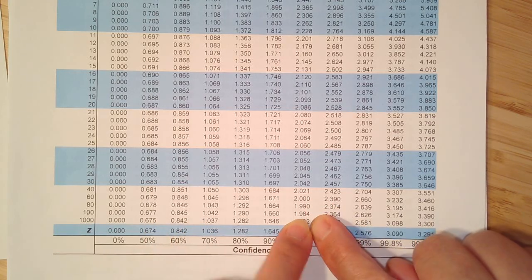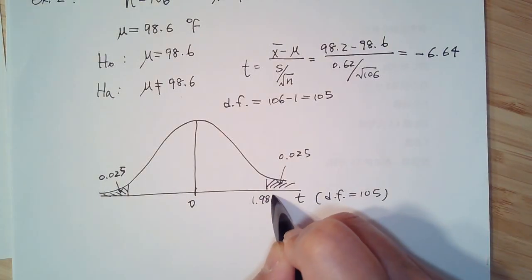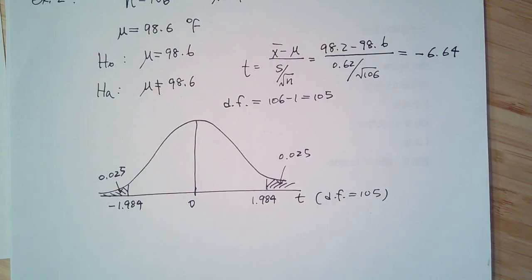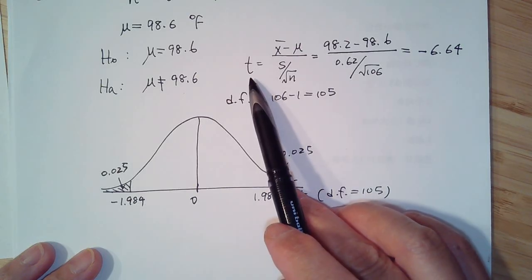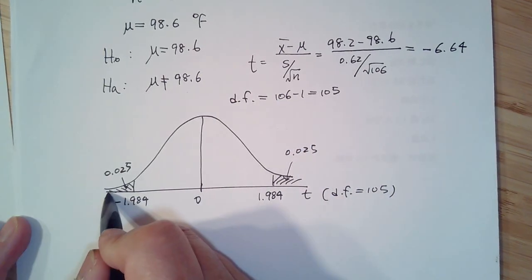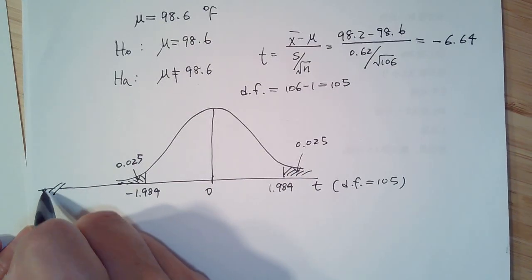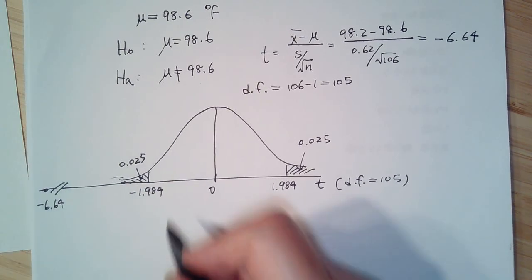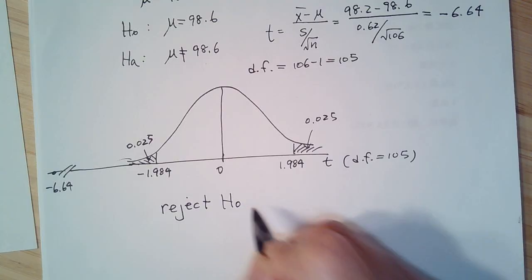I got 1.984. So that will be 1.984, and here will be negative 1.984. Now, do you see this? That's the difference between a one-tailed and a two-tailed test, right? You have positive and negative. My test statistic is a negative 6 something, so it's outside the paper even, so it's somewhere here, negative 6.64. It's definitely in the rejection region, so we are going to reject H0.